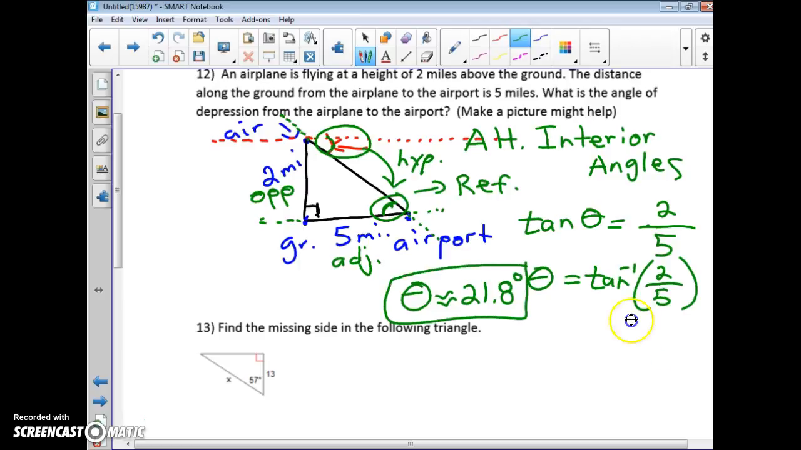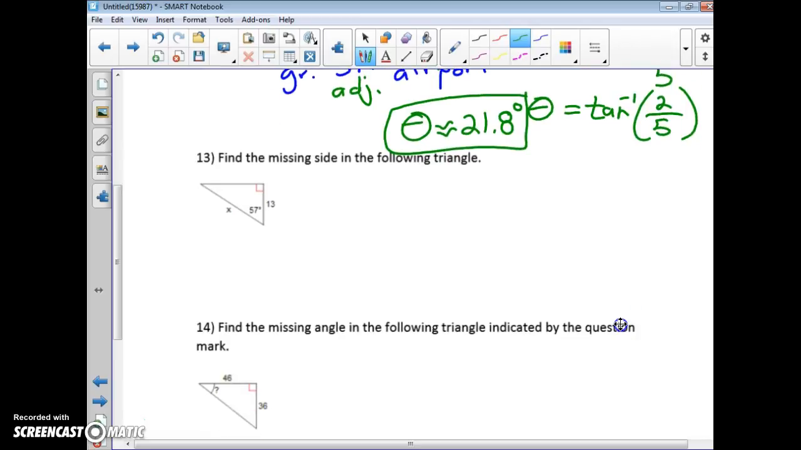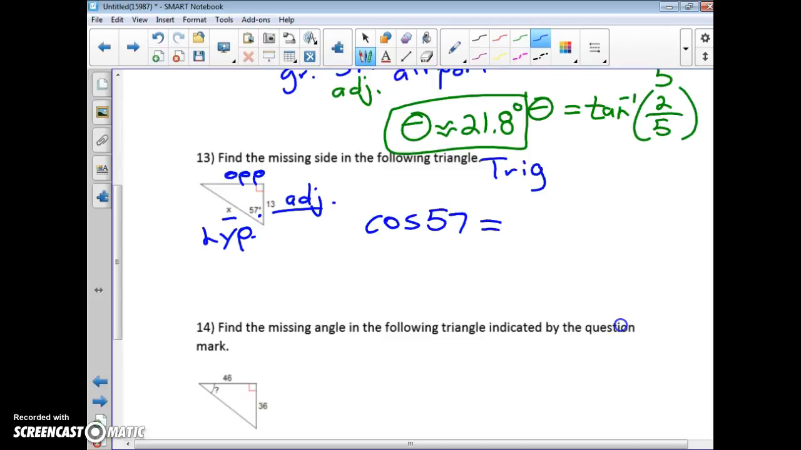Looking at number 13, find the missing side in the following triangle. Well, I don't have enough to do Pythagorean theorem, so I'm going to try trig. Again, if that's going to be my reference angle, then there's the opposite side, here's the adjacent side, and here's the hypotenuse. So I know something about the adjacent, I'm going to find the hypotenuse. So cosine is going to be the one I need to use.